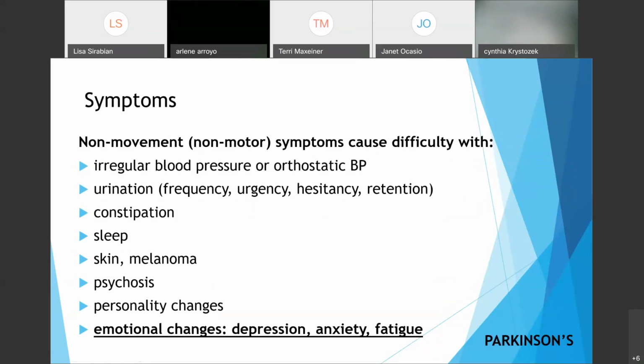Okay, so here are the non-movement symptoms that you might not think about too much when you're working with people with Parkinson's, but they are important. So irregular blood pressure, particularly orthostatic, urination may be a problem, frequency, urgency, hesitancy, retention, constipation, sleep, skin problems, particularly melanoma. I thought that was very interesting. Psychosis, personality changes, and then there's those emotional changes that we said are going to come up each time. Depression, anxiety, and even fatigue. They kind of categorize this under emotional. Emotional fatigue goes along with physical fatigue as well.